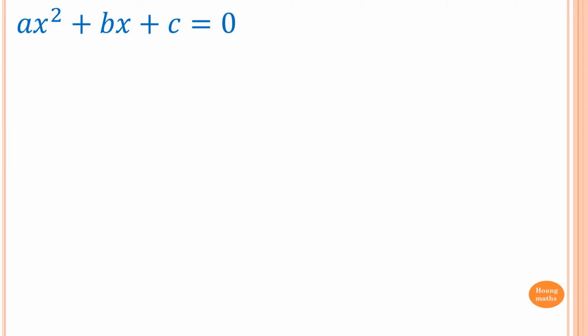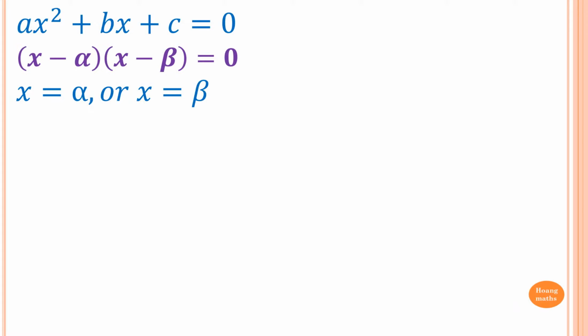Let's say the equation ax squared plus bx plus c equal to 0 has the solution of x equal alpha or x equal beta. This actually comes from this equation here. Now let's expand this equation out.